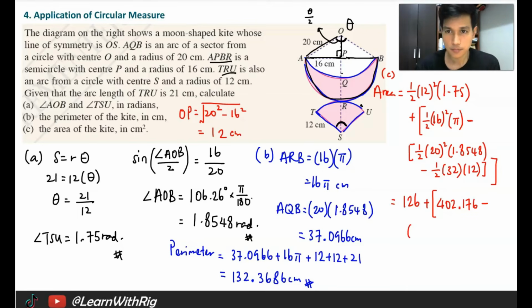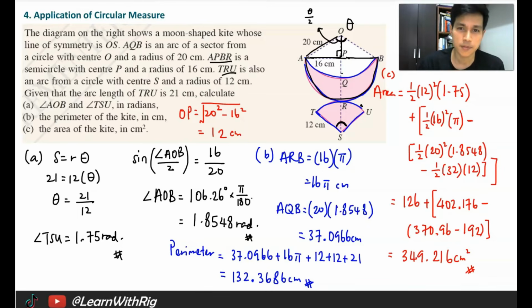what? Should be the sector. The sector should be, what is the sector again? AOBQ, right? AOBQ is 370.96 minus the triangle, which is 192. Okay, so in the end, you can use your calculator. You should get your answer is 349.216 cm square. Oh my god, I hope it's not confusing. Okay, I'm gonna repeat this, because I don't want you all to get confused. Let me erase all this.